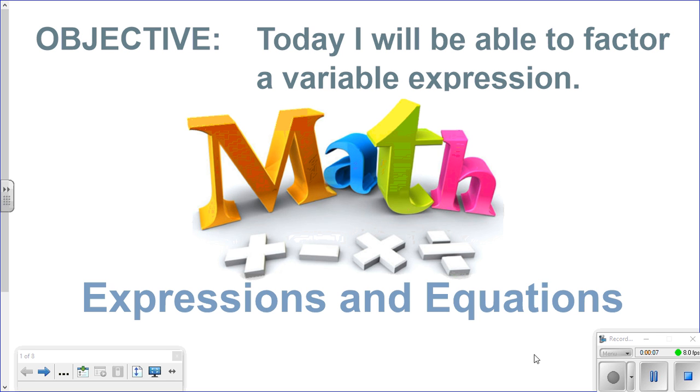Our objective today is that I will be able to factor a variable expression. This is part of the 7.EE Common Core Curriculum Content Standards involving expressions and equations.